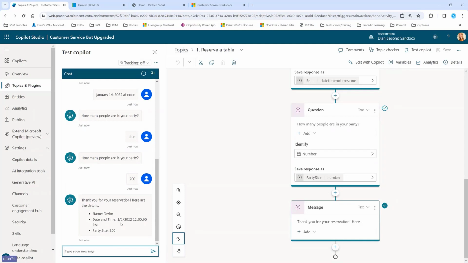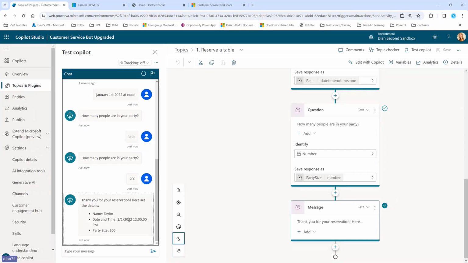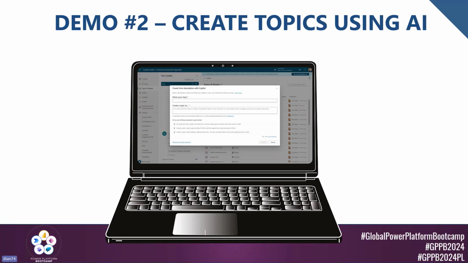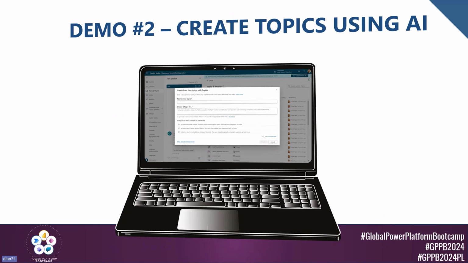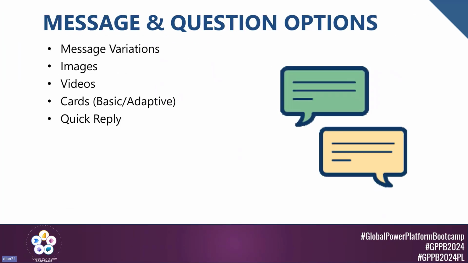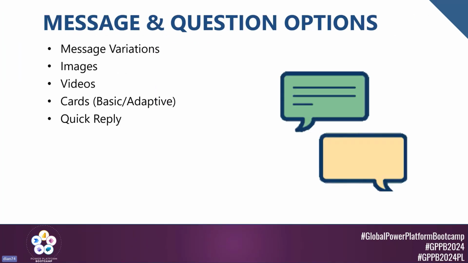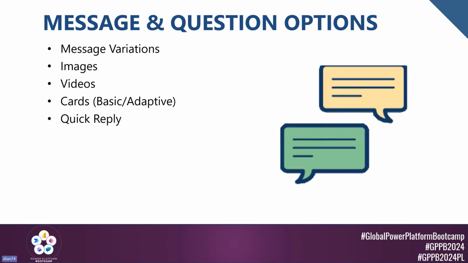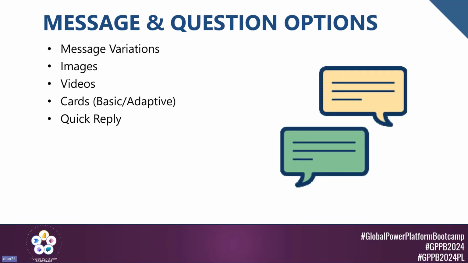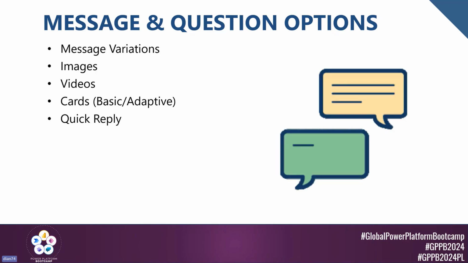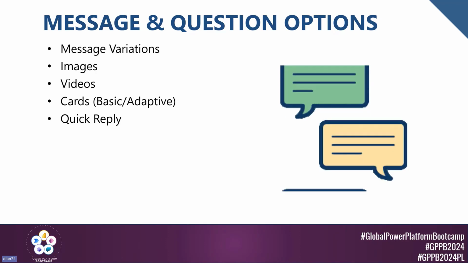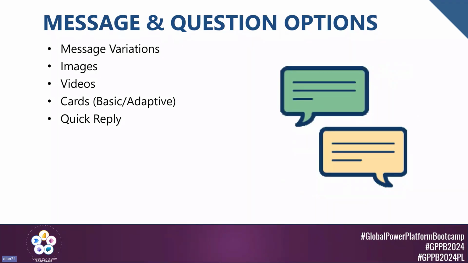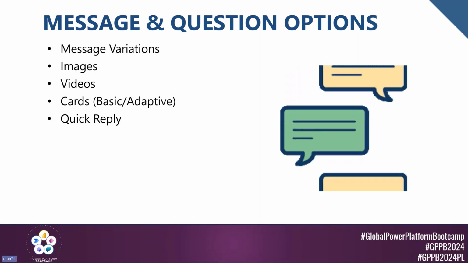And now we're summarizing everything that I had, right? Even though that's in the past, which is a bad thing, but I'm going to show you a little bit later how we can do that. But before we do that, let's talk about some other things that we have available to us, right? So when we are actually working with messages and questions, we have some options there, right? So we can put in message variations. And I'm going to show you and explain to you what exactly that is.